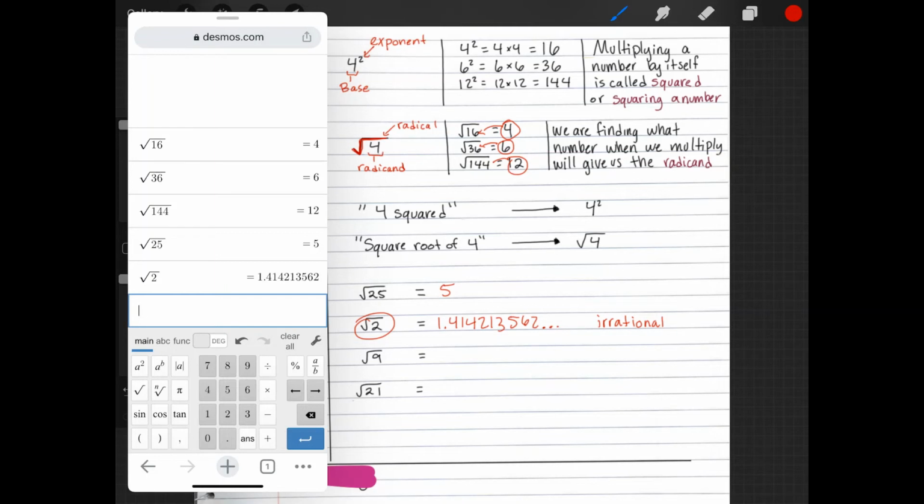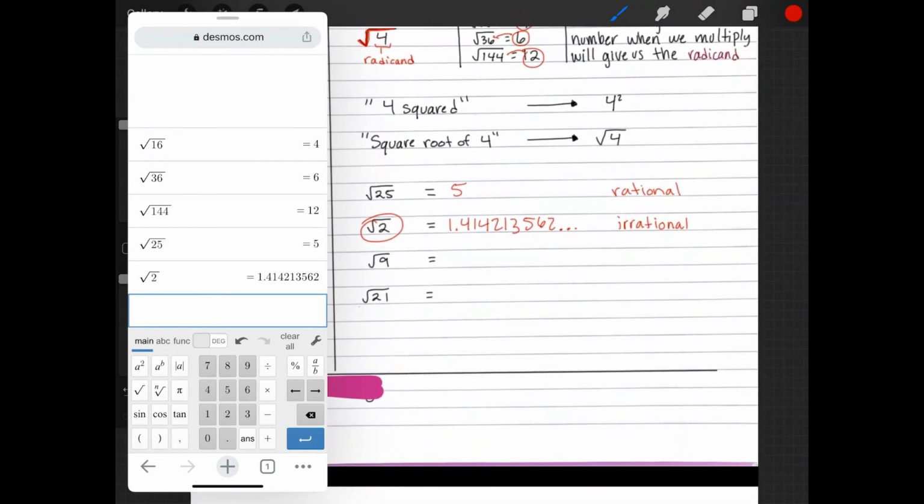Okay, let's look back at square root of 25. Square root of 25 gave us 5, right? So 5, we know it's a counting number, which is a rational number, right? So let's go ahead and put rational right next to it. Okay, now let's look at square root of 9. Let's see what that is. Square root of 9. We get 3. 3 we know is a rational, so I'm going to put rational.